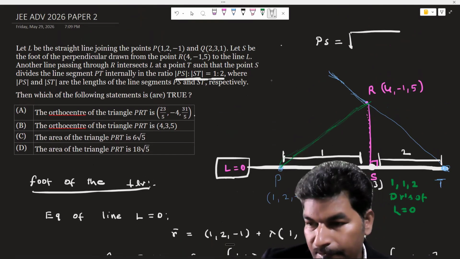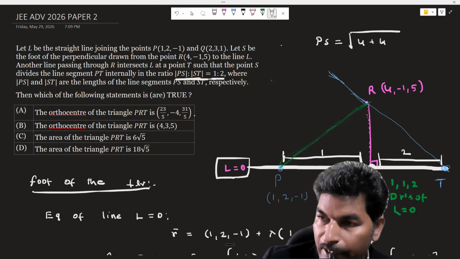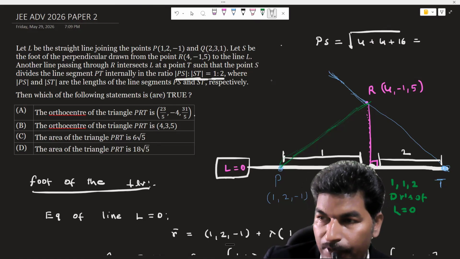What is the point distance PS? 3 minus 1, 2 square, 4. 4 minus 2 square, 4 again. And 3 plus 1, 4, 16. So it is 24.